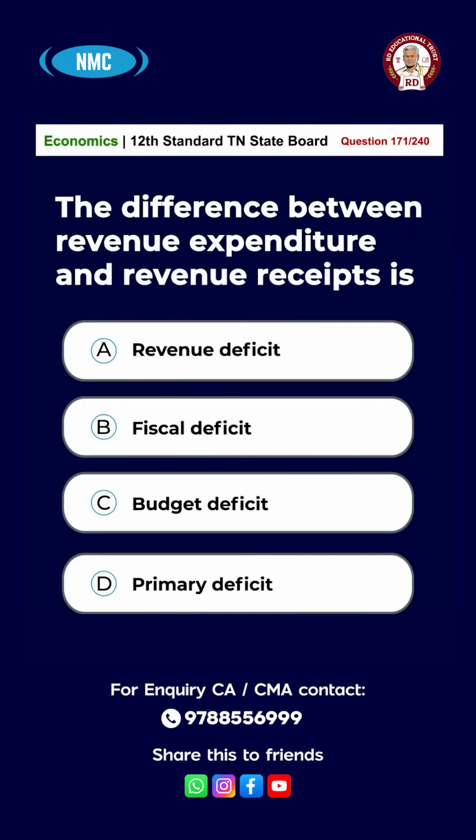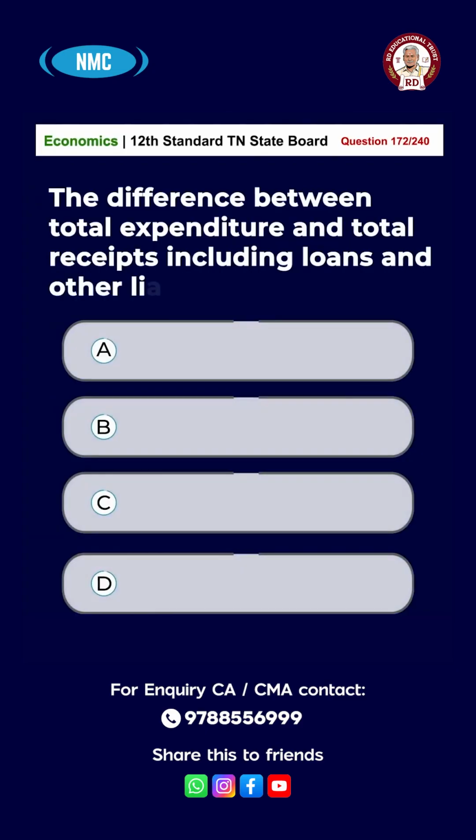Question number 171. The difference between revenue expenditure and revenue receipts is A. Revenue deficit, B. Fiscal deficit, C. Budget deficit, D. Primary deficit. The answer is option A. Revenue deficit.